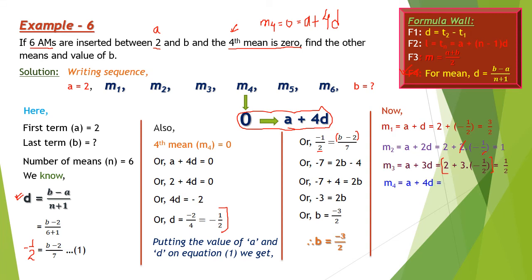m4 equal to 0. Let's see if we will get 0 or not. Yes, we get 0. m5 equal to a plus 5d, that is 2 plus 5 into the value of d, minus 1 by 2. So these are our answers, these are the required means. So this concludes our example 6 also.